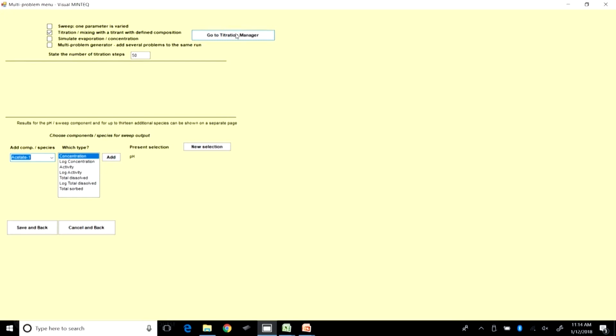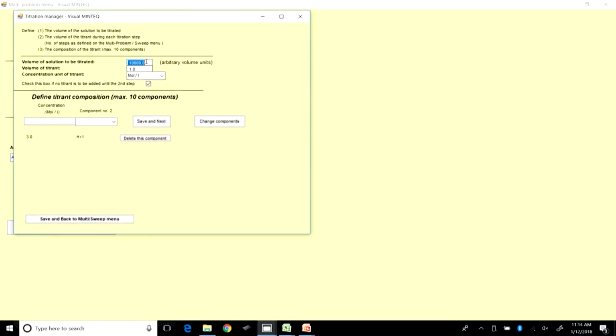So then going on to the titration manager, I am going to choose a huge volume of the solution to be titrated. Why is that? Because I want to see to it that the concentration of the constituents in this particular solution does not change. Again, I believe this is something we discussed in one of the classes recently. So think of this, why are we setting up the system in such a way that we have 10,000 of these units of the solution?